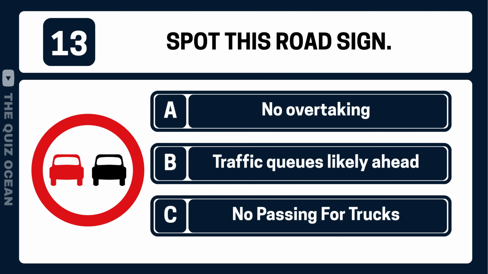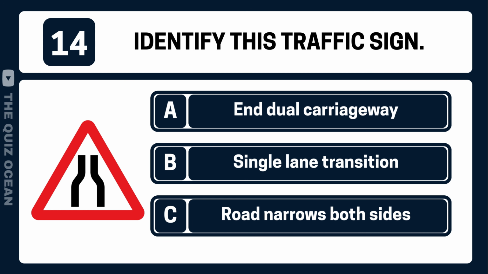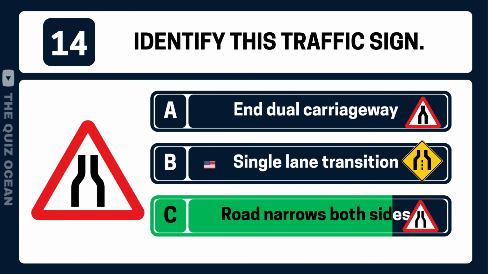Spot this road sign. Good observation. This sign prohibits vehicles from overtaking. Identify this traffic sign. Correct. This sign warns drivers of a narrowing roadway.